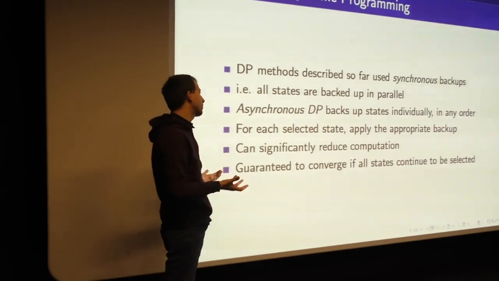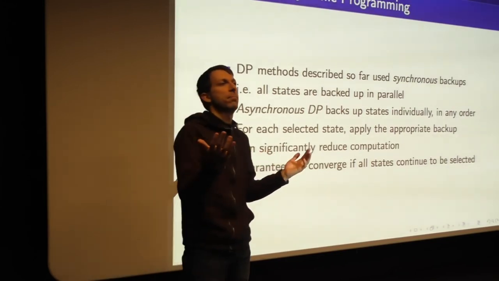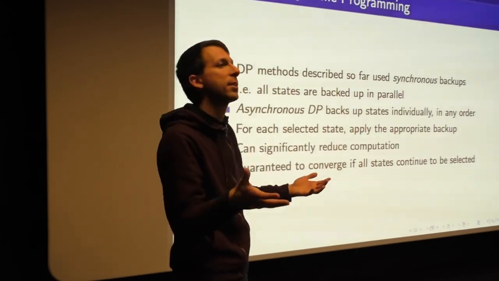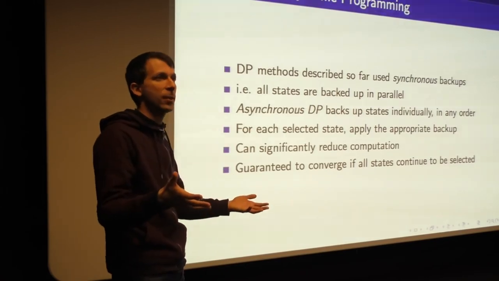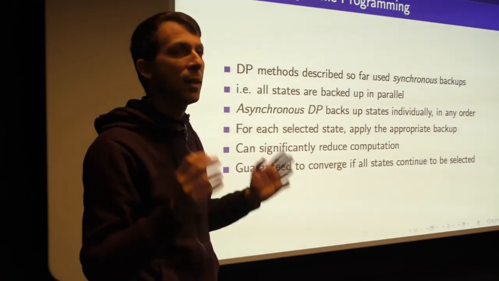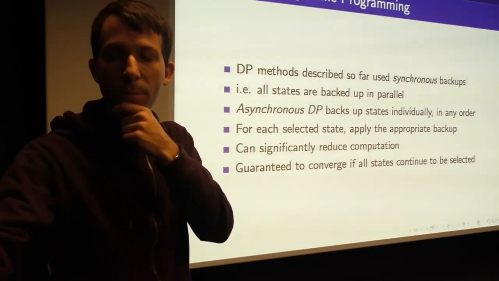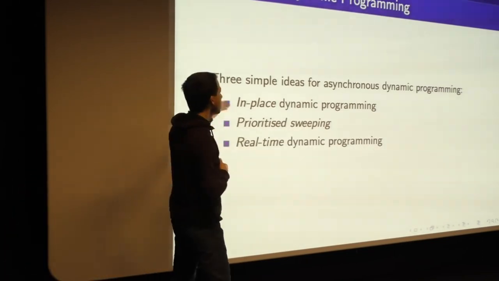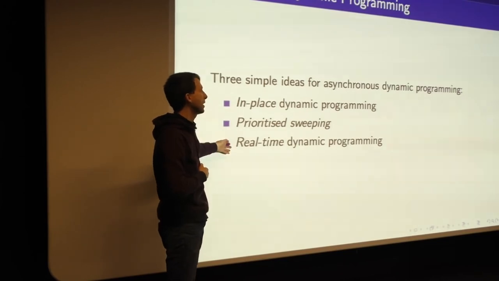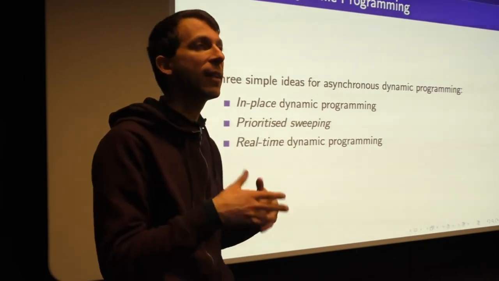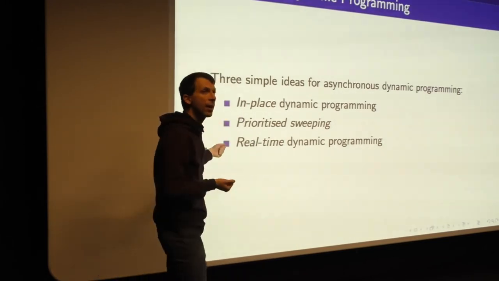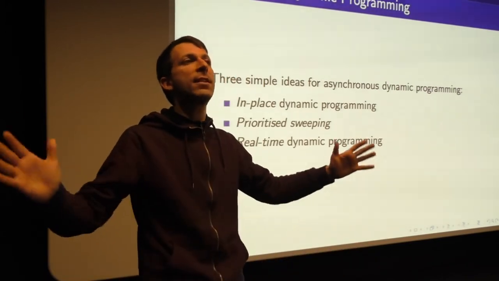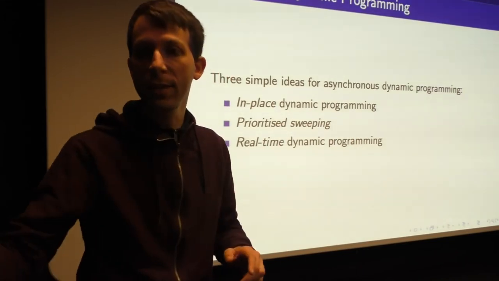And a nice result tells us that as long as you continue to select all states, it doesn't matter which order you select them in, as long as you continue to select everything at least sometimes, then your algorithm will still converge to the optimal value function. So this all still works. Value iteration, for example, still works. Policy iteration as well. Okay, so we're going to consider three ideas very briefly: in-place dynamic programming, prioritized sweeping, and real-time dynamic programming, all of which are asynchronous methods. So they're basically different ways to pick which states we're going to update. Okay, so we're just not going to do complete sweeps. We're not going to naively update every single state in our state space and incur that big cost we just saw in the last slides.